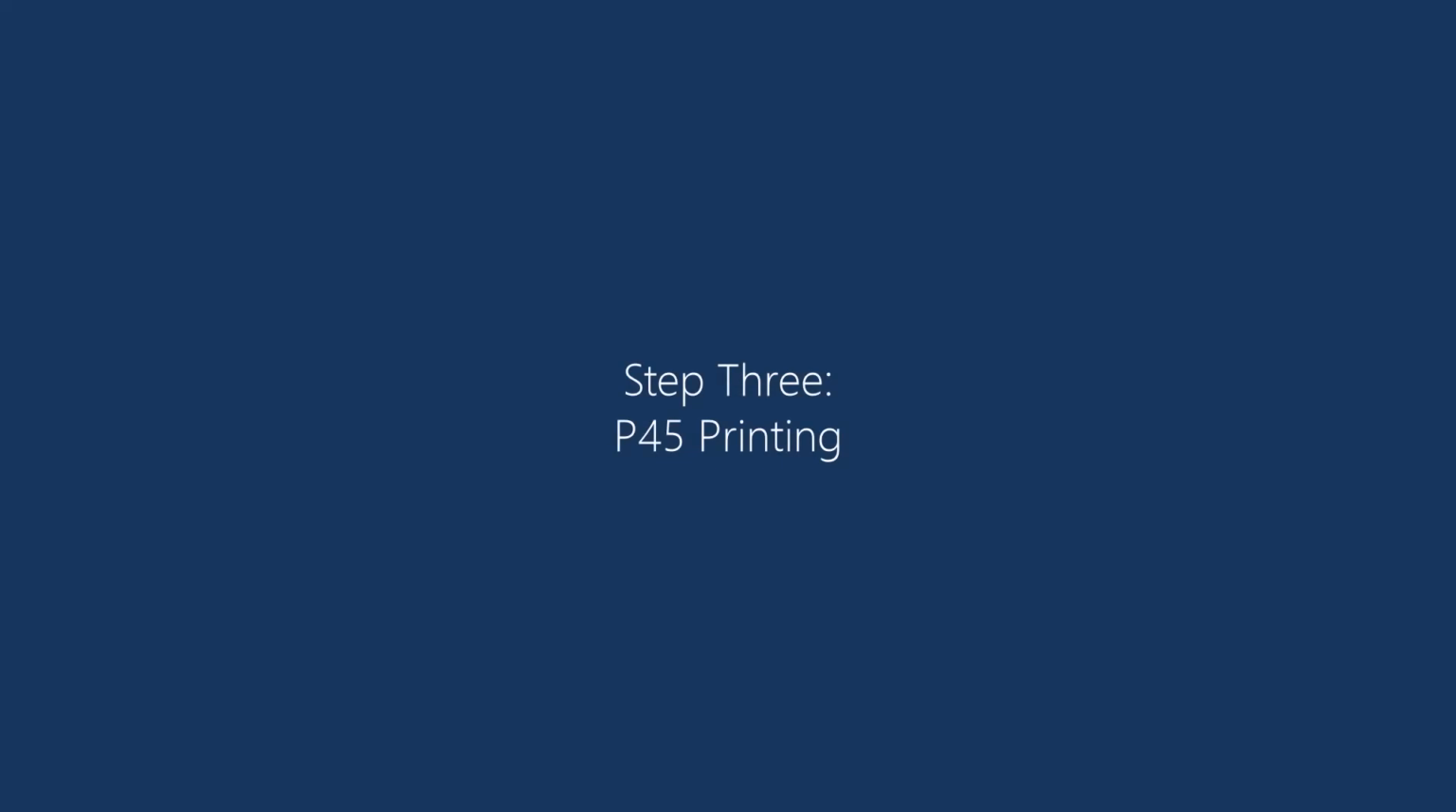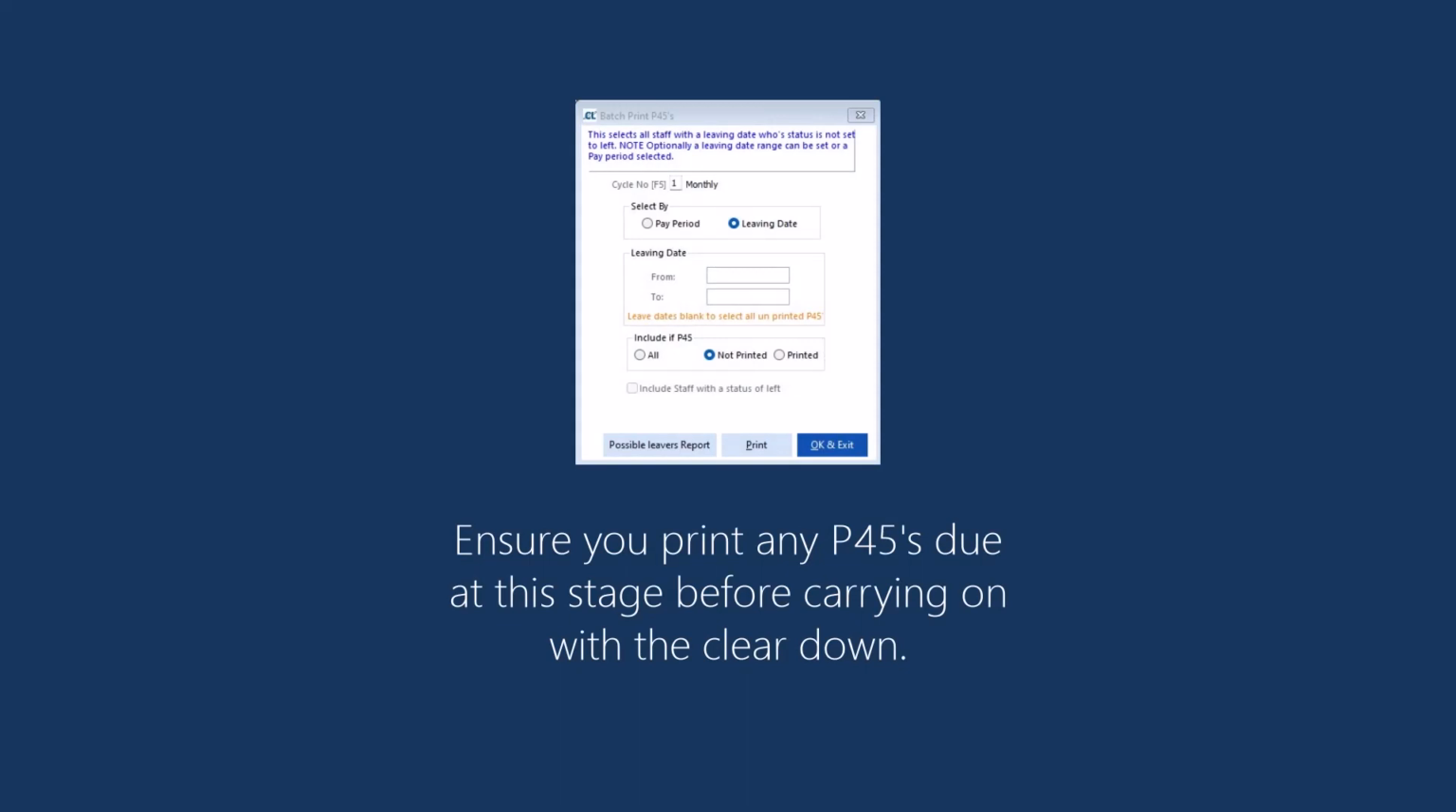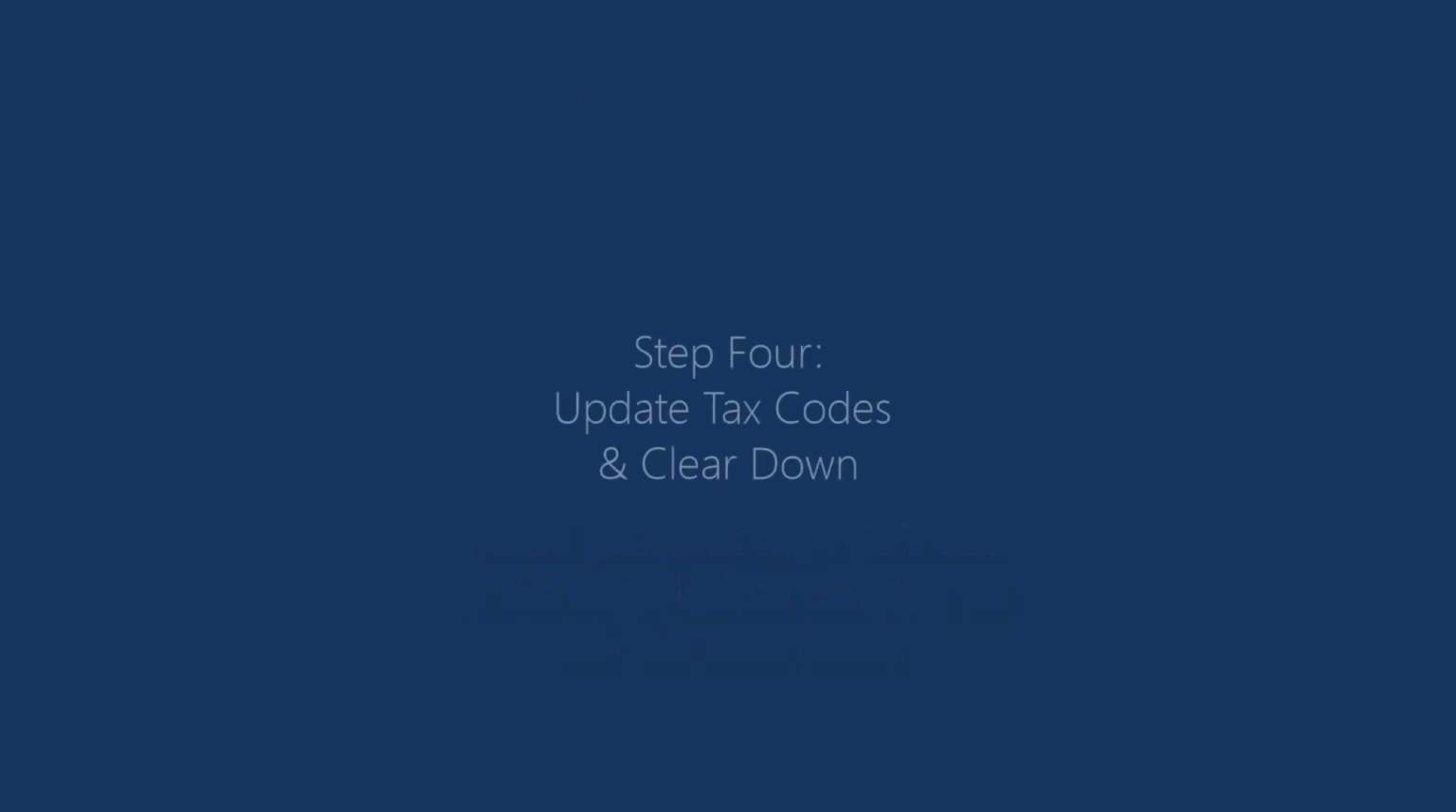Step 3. P45 printing. Ensure you print any P45s due at this stage before carrying on with the clear down. P45s can be printed in the usual way. Step 4. Update tax codes and clear down.